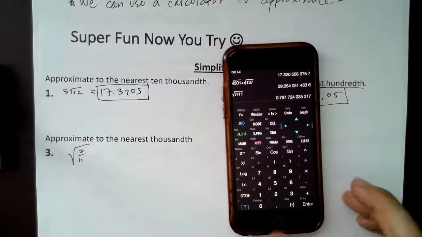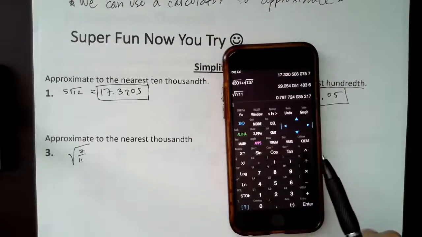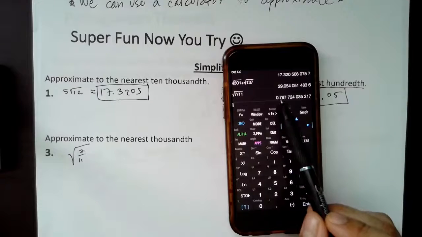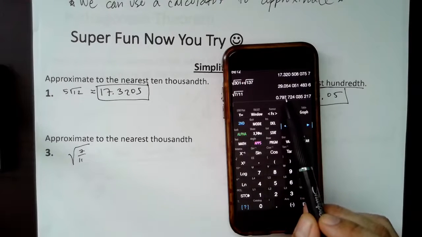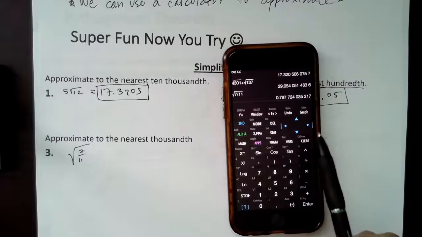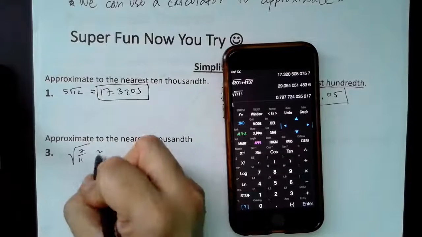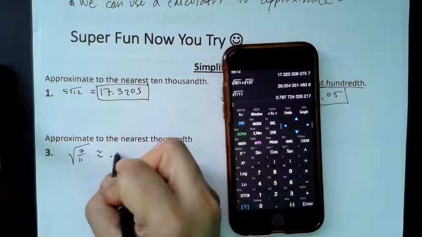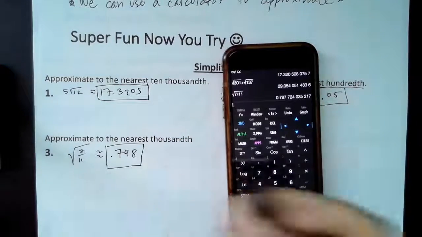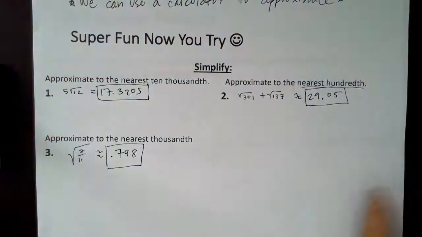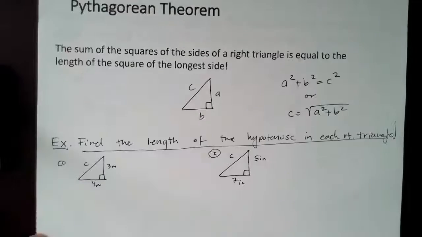That's the nearest thousandth, so tenths, hundredths, thousandths. The thousandths number here is 7, but the one right next to it is greater than 5, it's a 7, so this needs to become an 8. So to the nearest thousandth, the number is approximately 0.798. All right, so that is that for that.